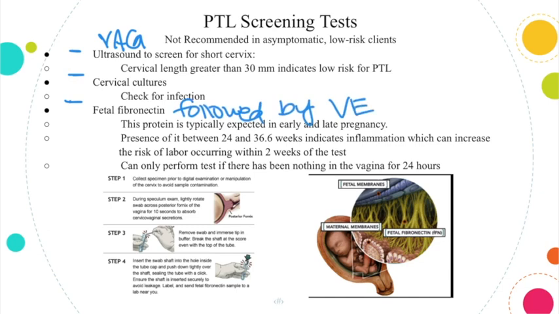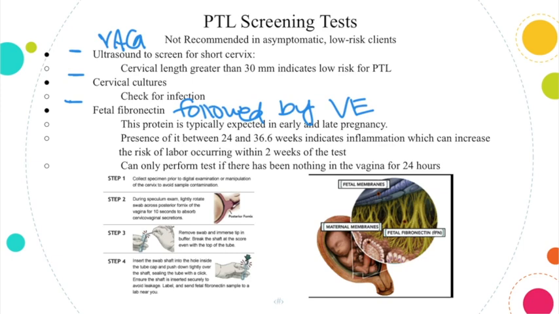Okay, so let's talk about what this is. What is a fetal fibronectin? This is a protein that we can expect in early and in late pregnancy. And if you are having this protein between 24 and 36 and 6 weeks, that means there's a high risk that this person's going to go into labor in the next 2 weeks. So a positive fetal fibronectin tells us that we're positive for this protein at this gestational age, and there's a high risk of having a delivery in the next 2 weeks.